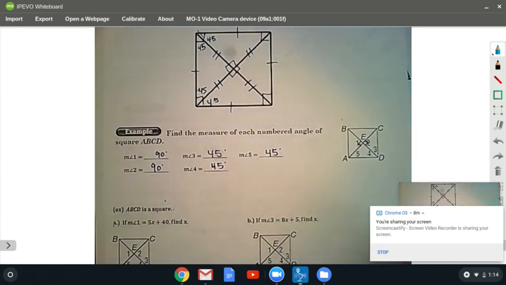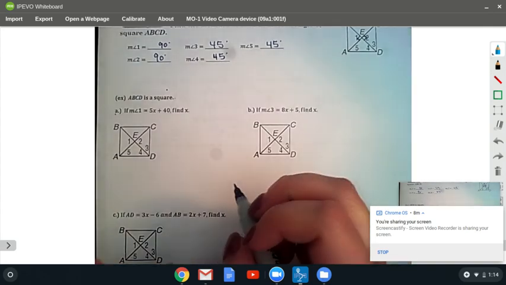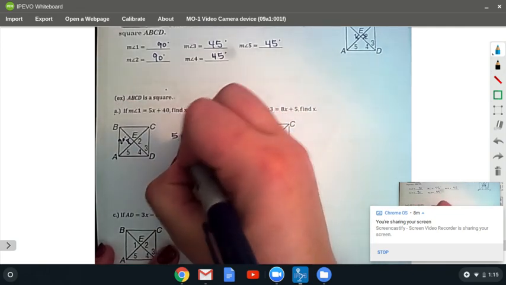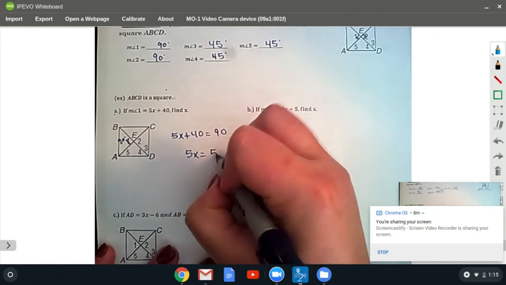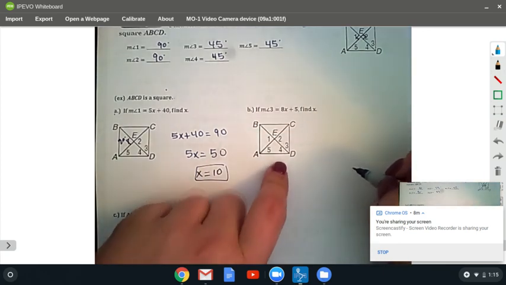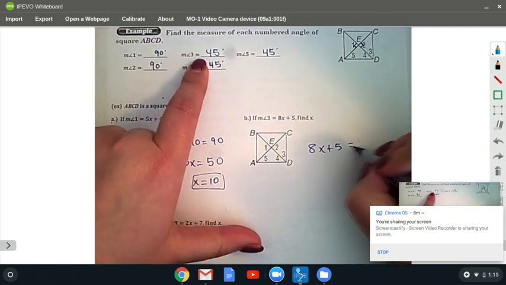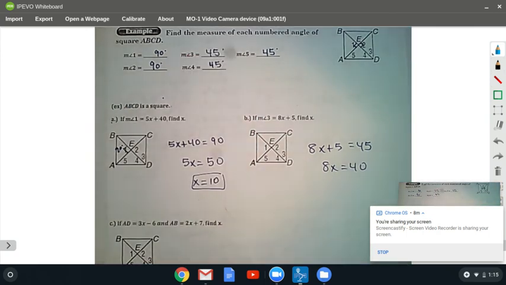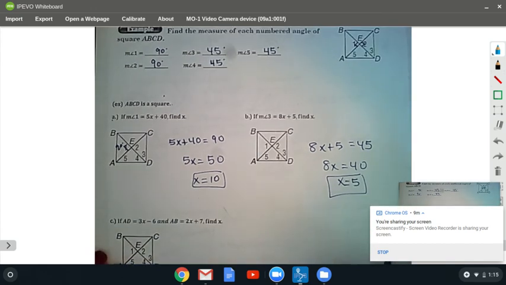Now let's do it with a little bit of algebra here. So angle 1 we already said was 90 degrees. So let's go ahead and set this expression equal to 90 just to solve it. So I'm going to subtract the 40 and I get x is 10. This one over here says angle 3 is 8x plus 5. We set up here angle 3 is 45. So I'm just going to set this equal to 45. Like I said, these can be pretty easy because we do know what a lot of the angles are. So x is 5 here.